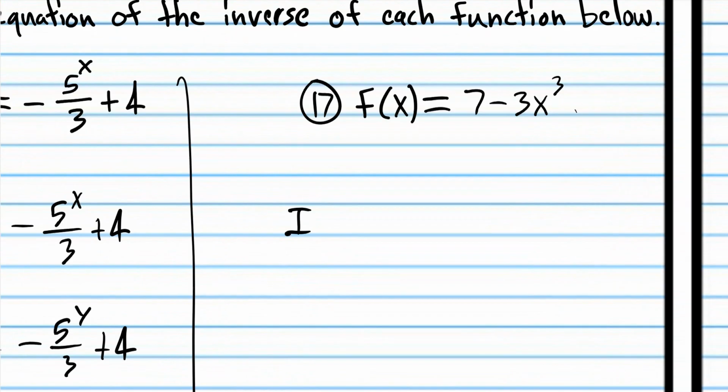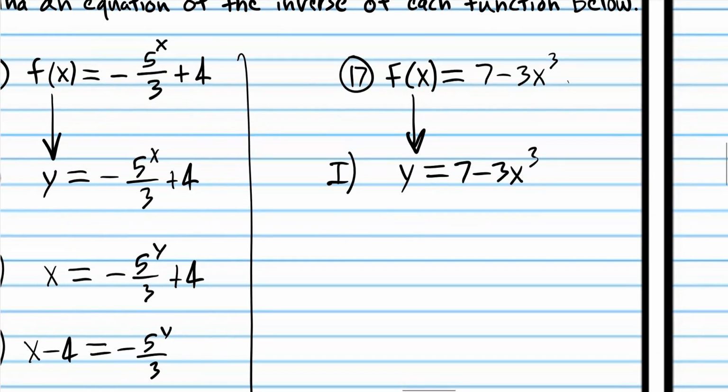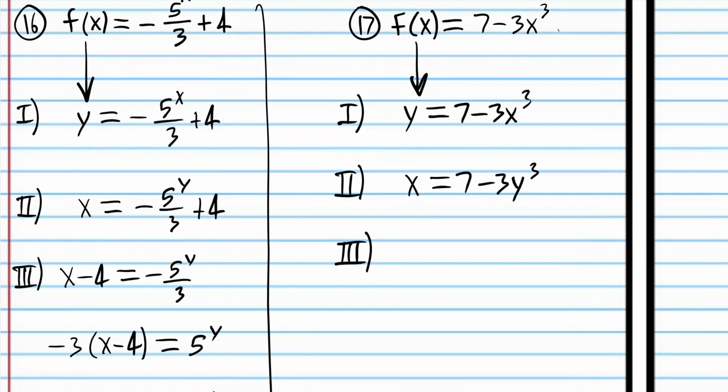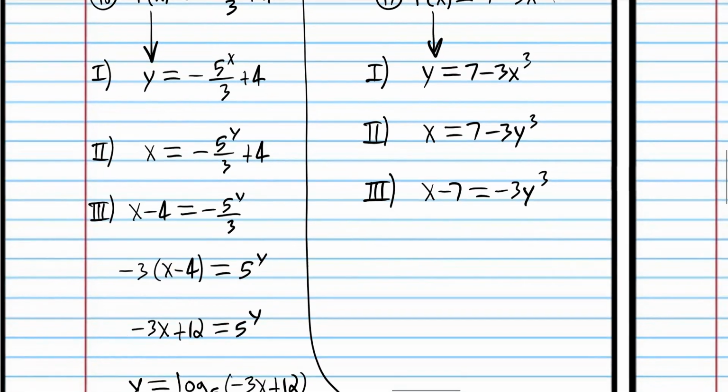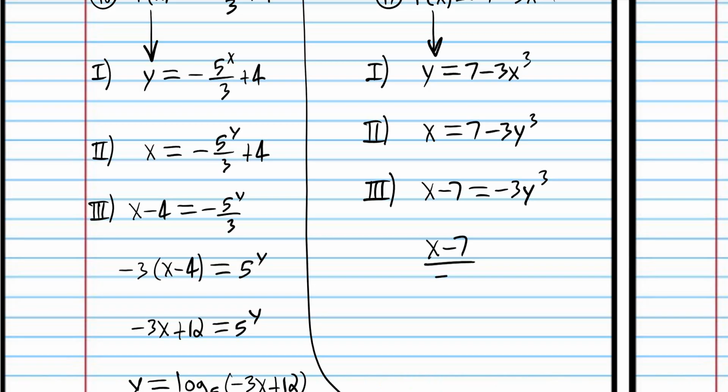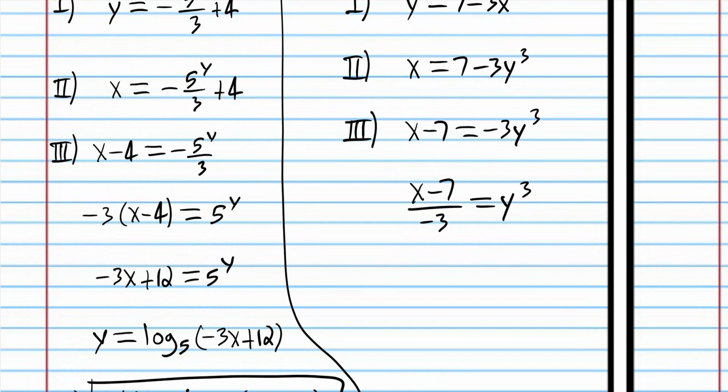Alright, we're back. So step 1 to find the equation of the inverse function is to change f of x to y. Step 2 is to change y to x and x to y. Step 3 is to solve for y. So we're going to subtract 7 from both sides. I want to divide both sides by negative 3. And then we're going to cube root both sides of the equation.